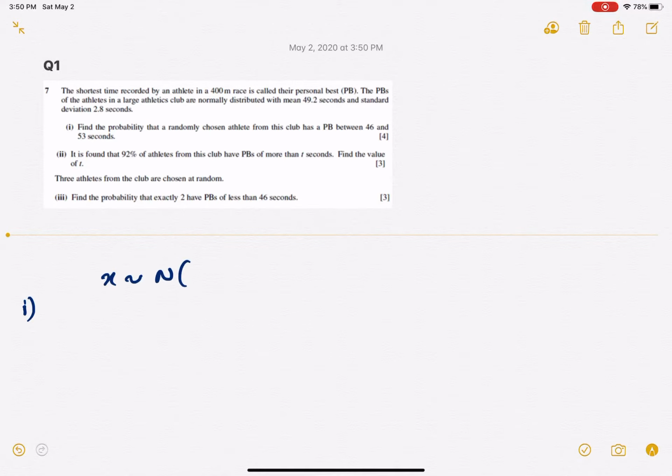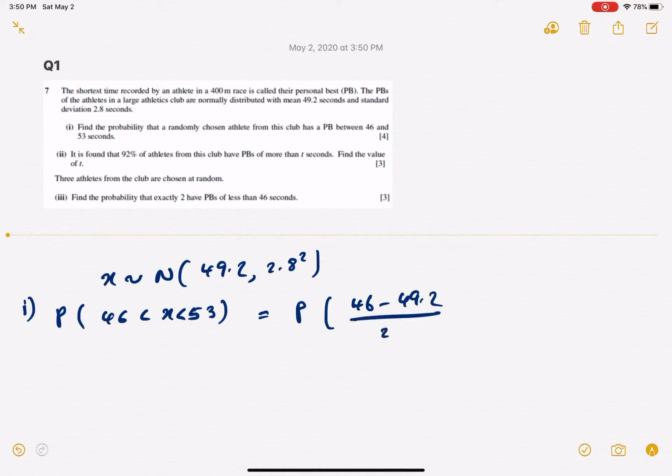X is normally distributed with 49.2 and 2.8 squared, and we want to find that x lies between 46 and 53. So first thing you need to do is normalize this. I would subtract each term in my inequality by the mean and divide it by the standard deviation. So it becomes 46 minus 49.2 over 2.8 less than z less than 53 minus 49.2 over 2.8.